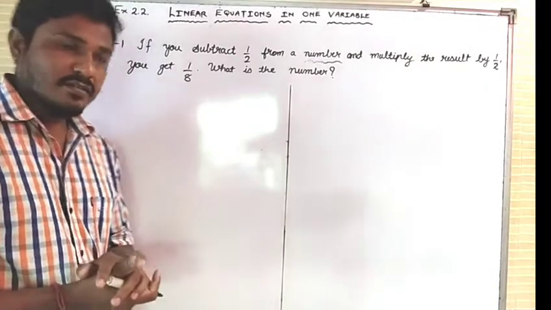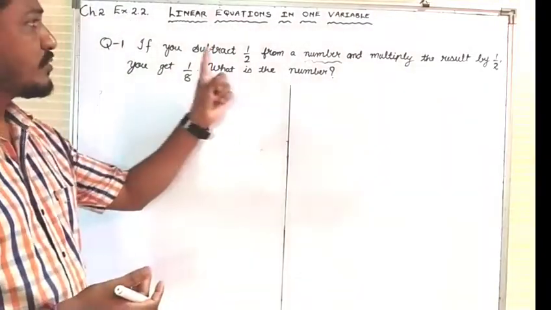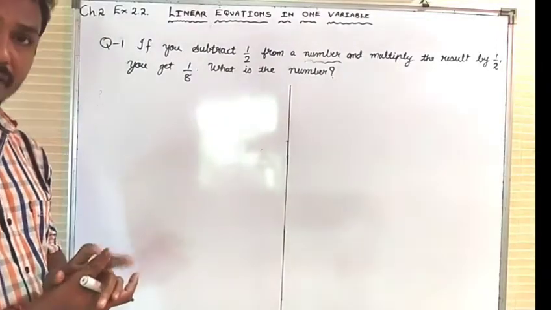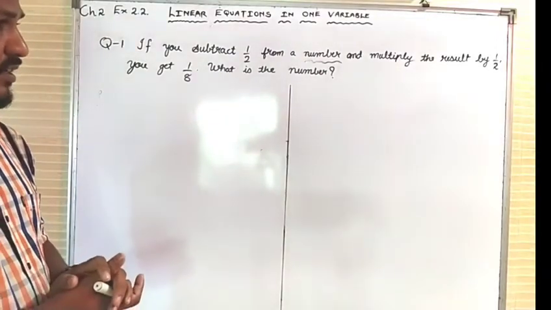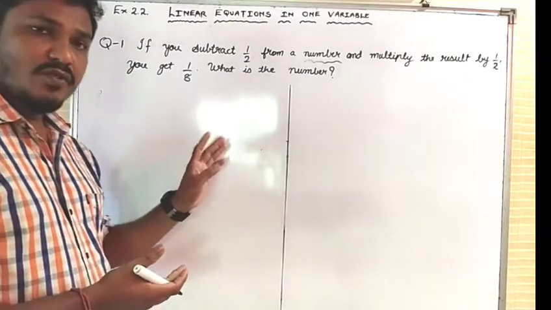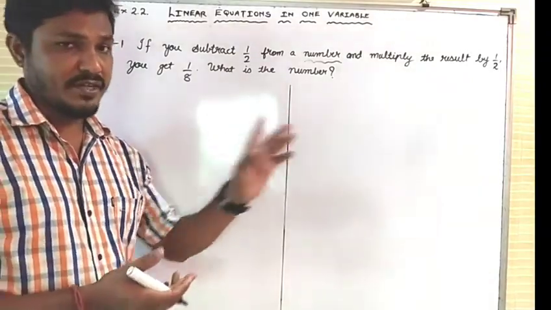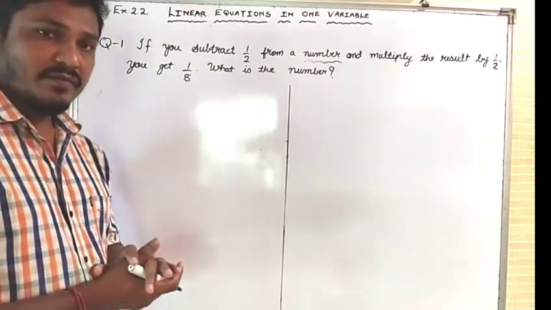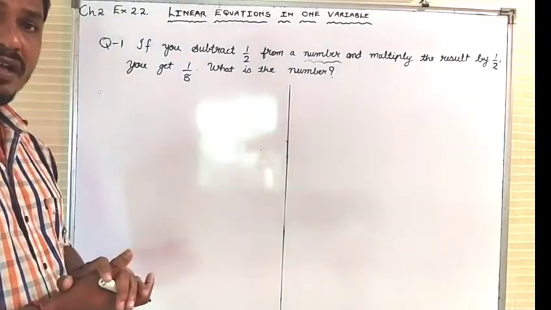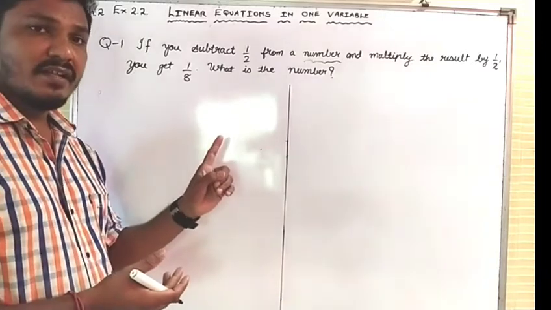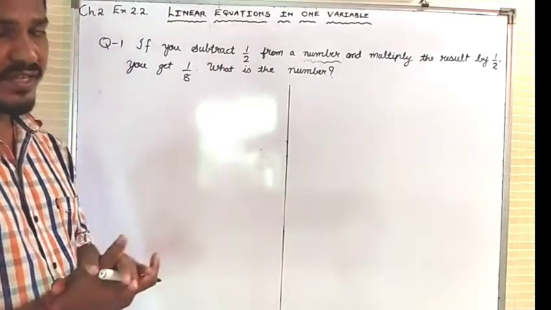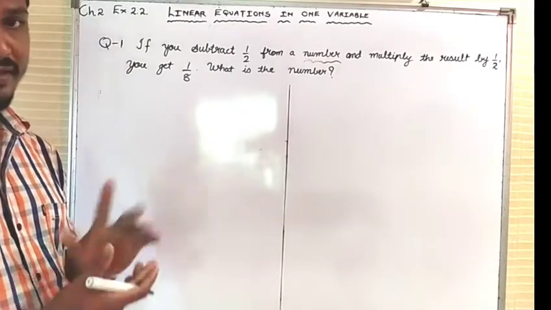Hello dear student, before starting word problems related to linear equations in one variable, one thing you have to keep in mind: in a word problem you need to find the value of an unknown quantity. To find it, we have to denote the unknown quantity with any alphabetical letter like A, B, C, X, Y or Z.